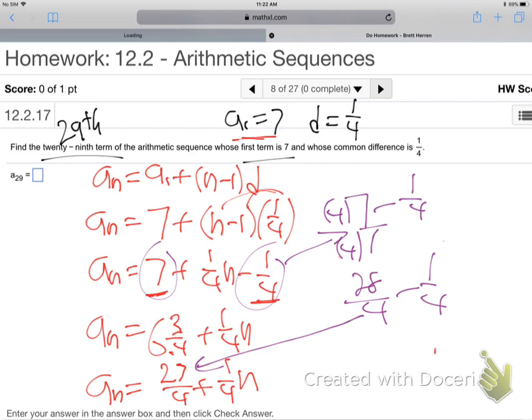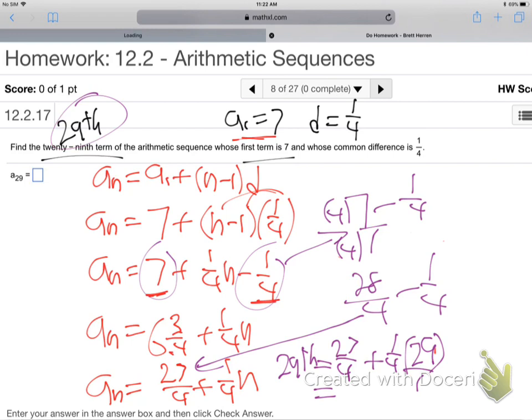And then they want me to find the 29th term. So now I've got to plug in 29 for n. So the 29th term would be 27 fourths plus 1/4 times 29. So that's 29 fourths and 27 fourths, whatever that is. 56 fourths. Reduce that. 28 halves. 14. Just the number, nice clean 14. There we go.